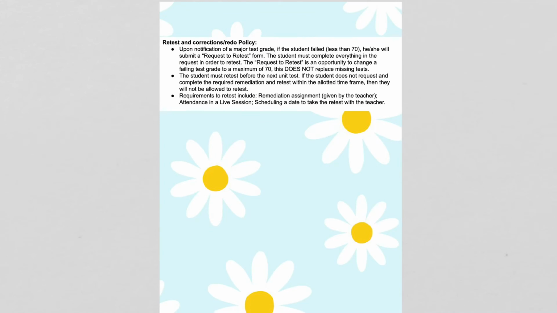So here, retesting, corrections, and redo policy. If we take a test and you get below a 70 or a quiz, you are able to retake that quiz. You have to submit the request to retest form. I'll have it posted in Google Classroom. It does not replace missing tests though. This is only if you take a test or quiz and get below a 70. You must retest before our next unit test. If you don't retest before then you can't retest at all.